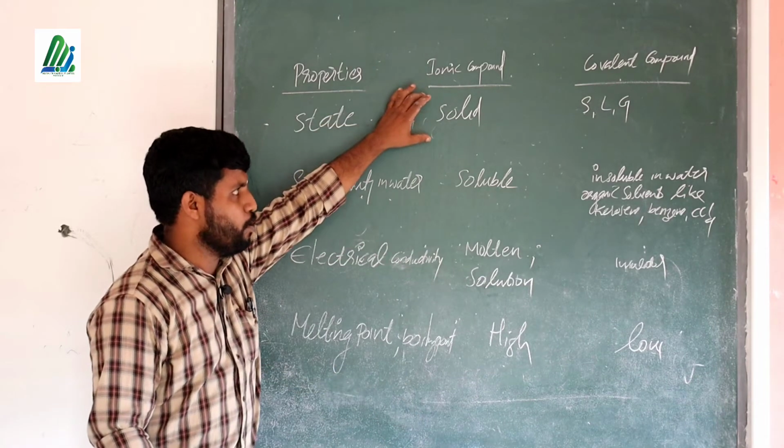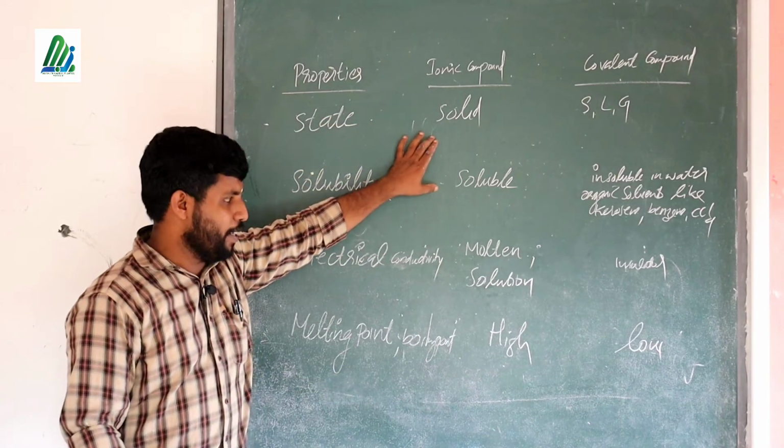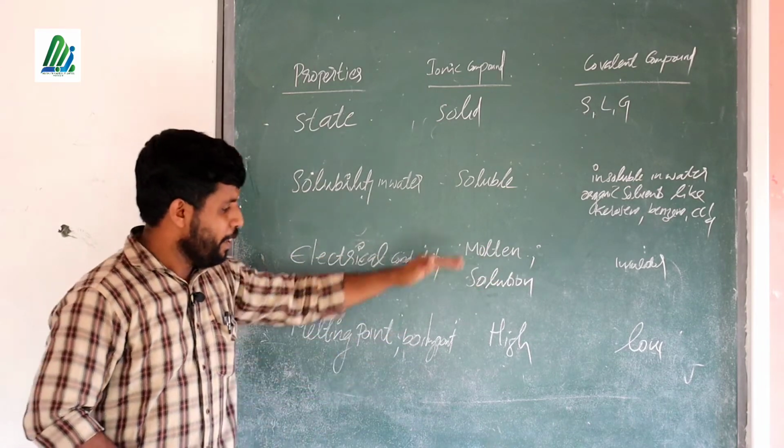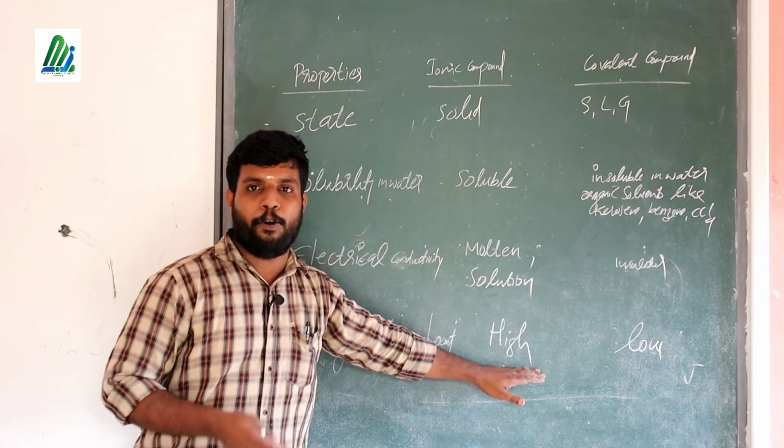Ionic compounds exist in solid state. They are soluble in water. They will conduct electricity in the molten form or in the solution state. Then their boiling and melting points are high.